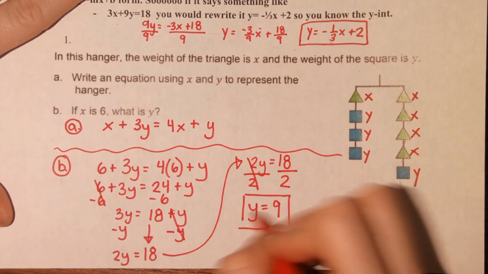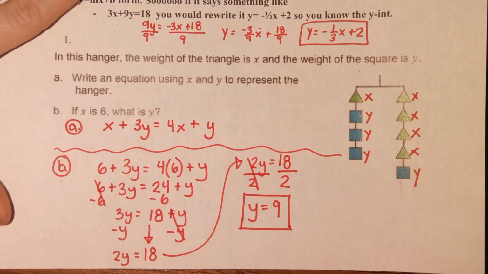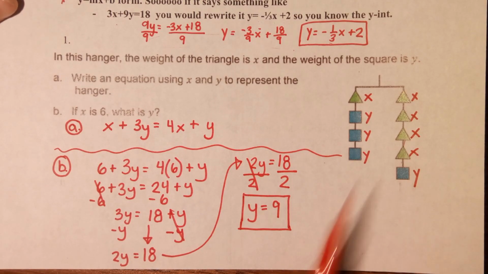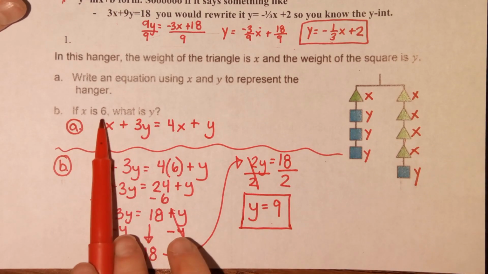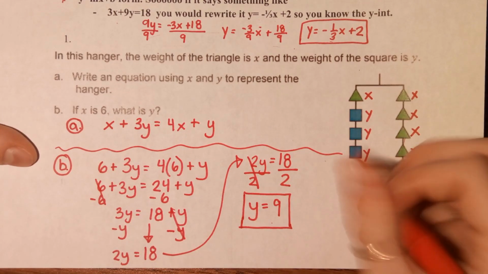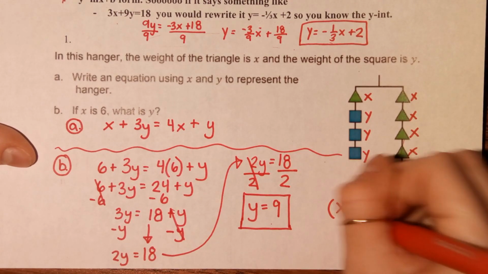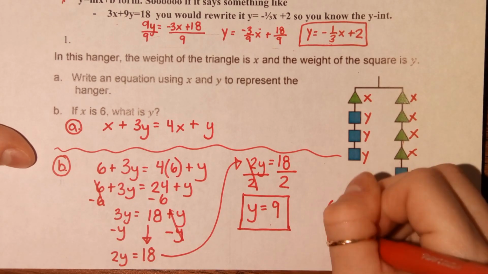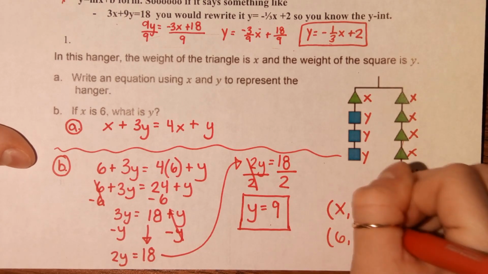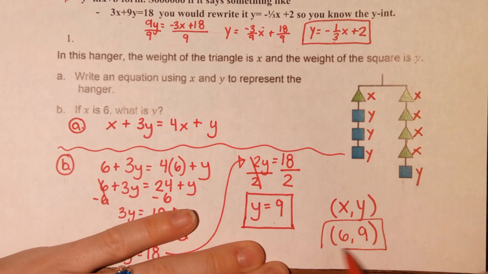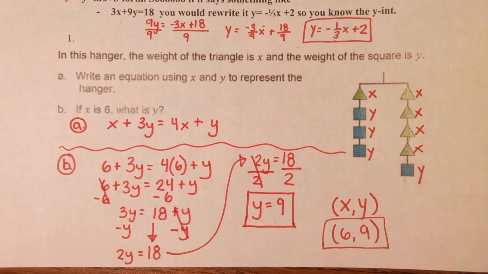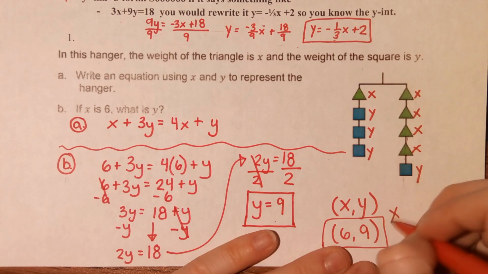Perfect. All right, there's our y. And now that we have our y, we already know our x. We can rewrite this in coordinate form. So x comma y is 6 comma 9. Perfect. All right, this is our final answer. We have found our y and our x solutions. So I put a little star next to that.